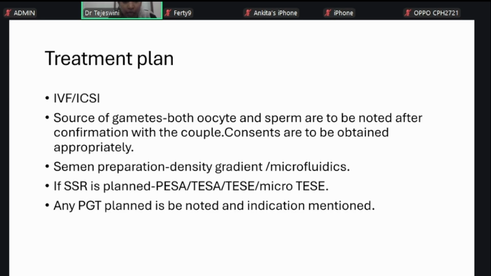In case it is a case of azoospermia and surgical sperm retrieval is planned, whether it is a PESA, TESA, or TESE or micro TESE, it has to be decided once the stimulation starts. And any PGT, if it is planned for the couple, it has to be noted down in the stimulation chart, and the indication for PGT has to be mentioned clearly, and appropriate PCPNDT forms also have to be filled, and it has to be notified to the certain authority.